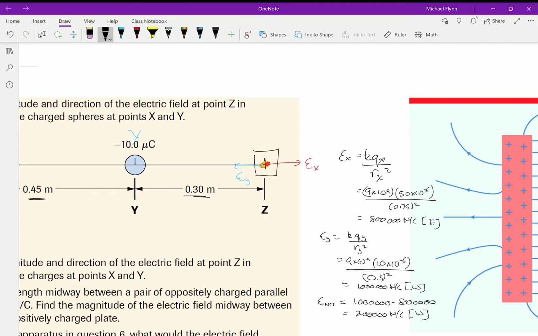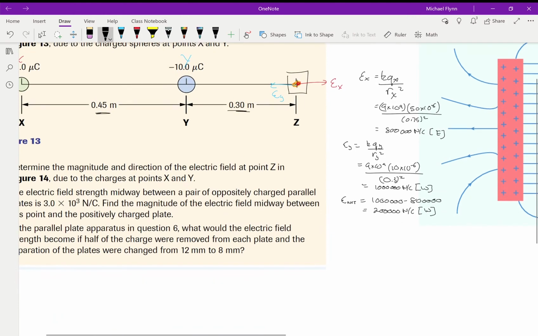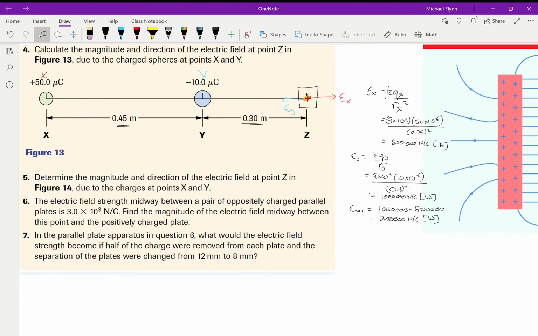Honestly, I know these questions seem strange, but once you get your head around what you have to do, you're just using equations, and since it's kind of an open book what we're doing now, it's pretty straightforward, okay? All right, so that's how you find the field at point Z.